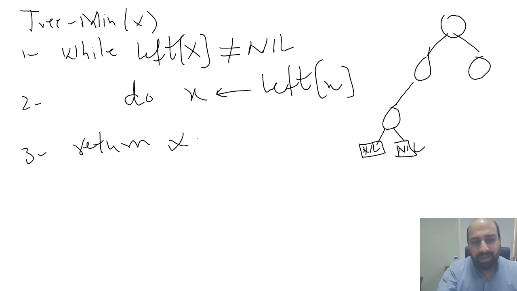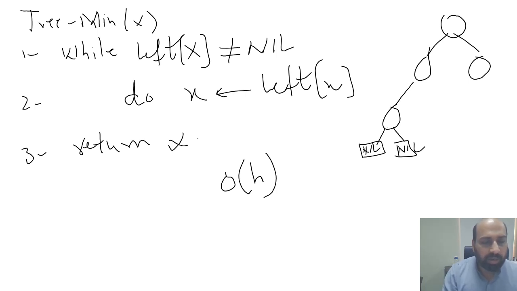Sure. So you can simply see that we are doing the half job. Actually, that is nothing but order of h, the height of the tree, right? So whatever is the height of the tree, it will go up to that point, right? Okay. So what if I want to find the tree maximum?